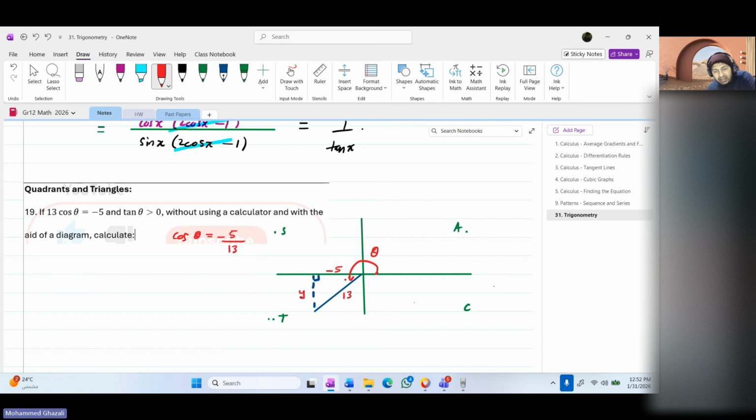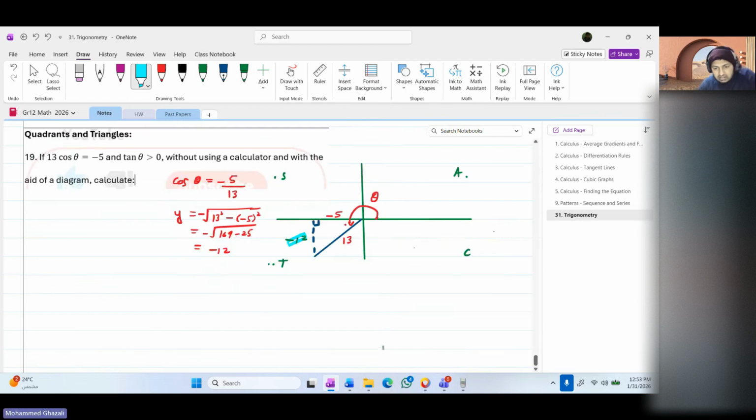So how do we find y? Y is equal to the negative square root of 13 squared minus 5 squared using Pythagoras. So that is negative the square root of 169 minus 25, which is 144. The square root of 144 is 12, so negative 12. So the value of y is negative 12. So I can take this out, and that's negative 12. All right, so that's what we solved for.